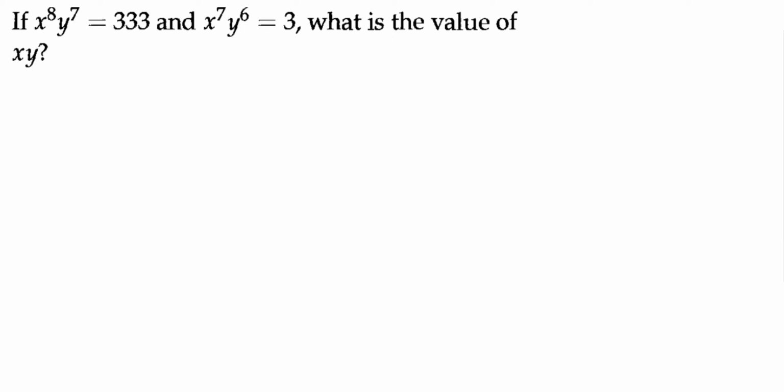Without further ado, let's just dive in. It says that if x to the 8th times y to the 7th is equal to 333, and x to the 7th power times y to the 6th is equal to 3, what's the value of xy? There are two ways of tackling this type of question. I think the easiest is that we are asked to find the value of xy, right?